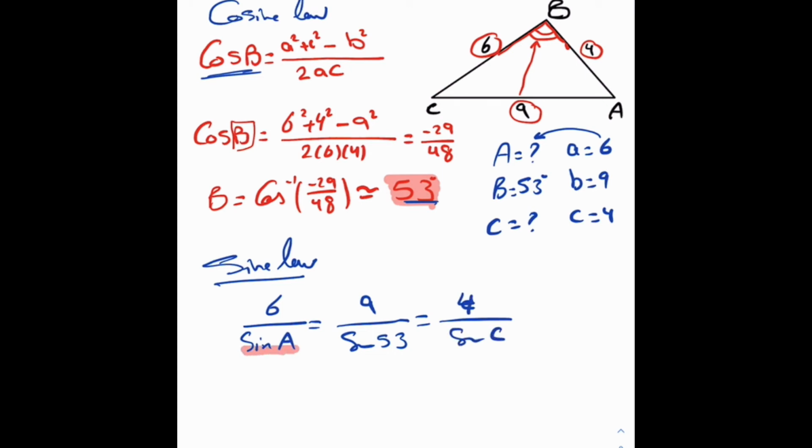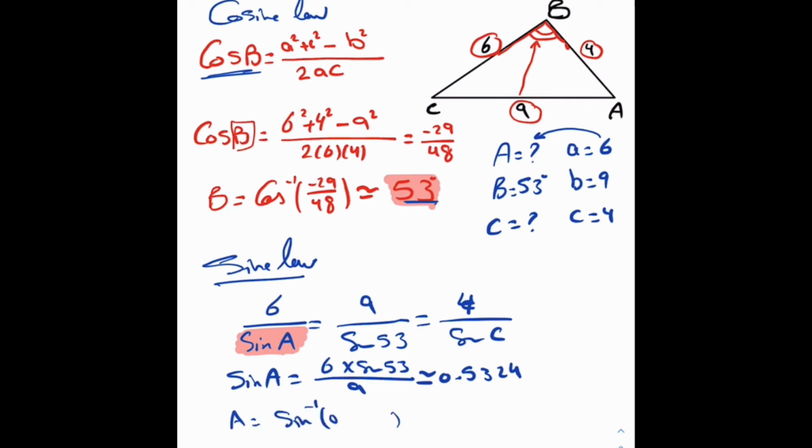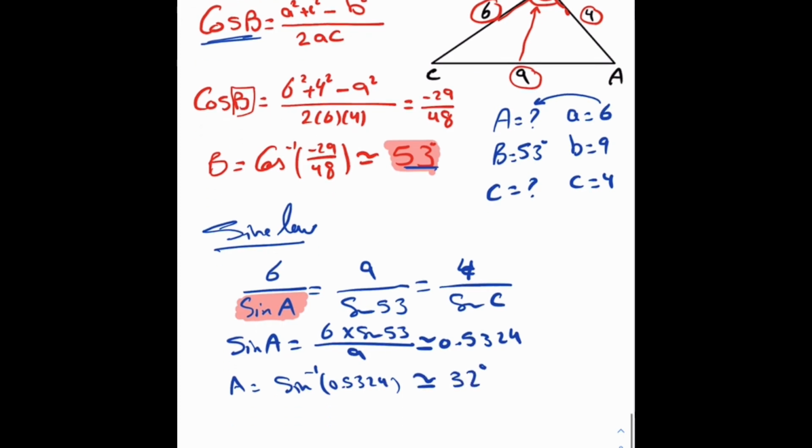So I want to find the measure of the angle A. So sine A is equal to the cross product between 6 and sine 53 divided by 9. This is approximately equal to 0.5324. By using my calculator, inverse sine of 0.5324 gives me approximately 32 degrees to the nearest degree.